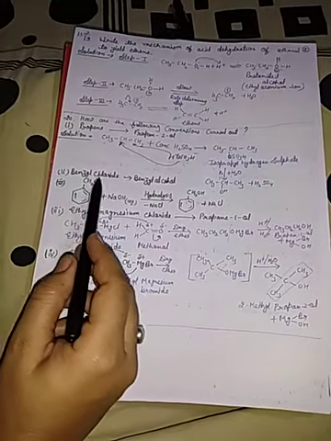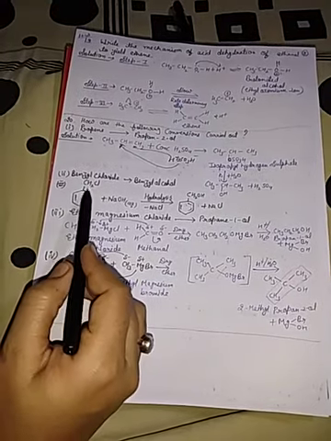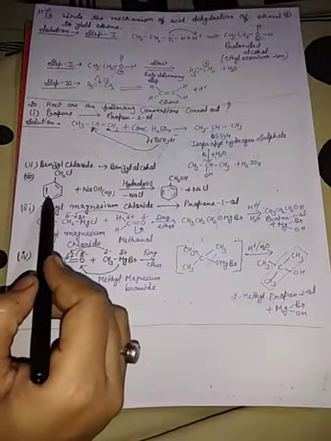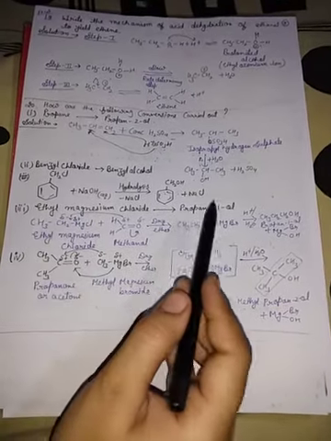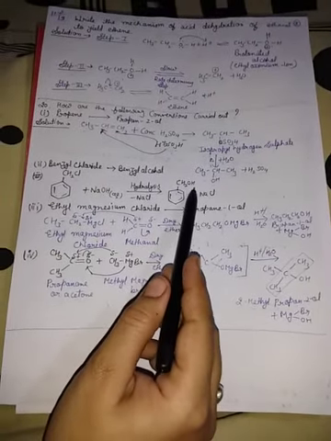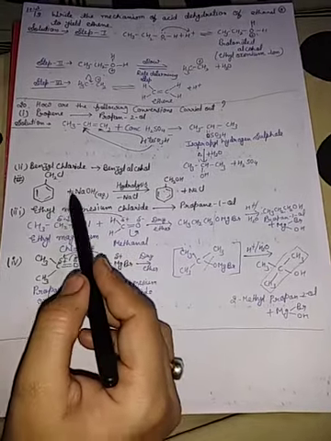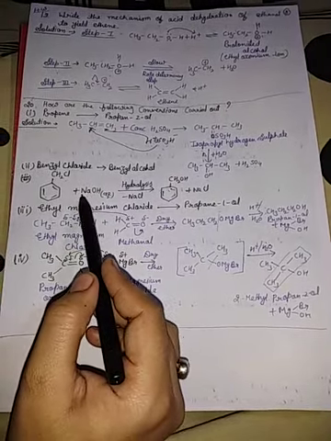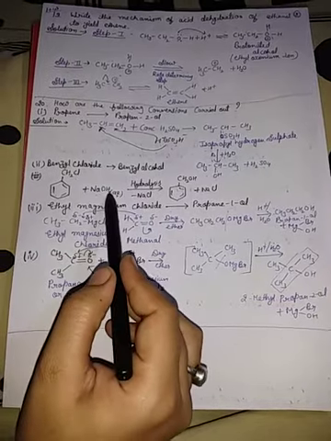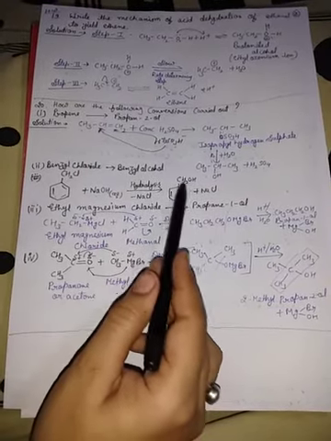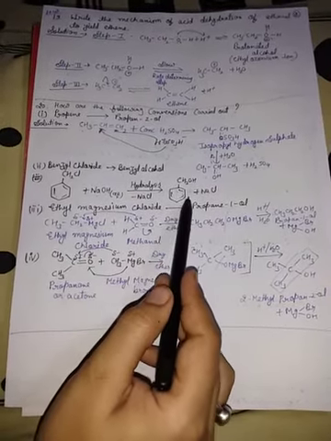Next is benzyl chloride. As a reactant we take benzyl chloride, that is, CH2Cl attached with benzene. The product is benzyl alcohol, CH2OH attached with benzene. So react with aqueous NaOH, NaCl is eliminated and OH attaches with benzyl. So benzyl alcohol is formed.